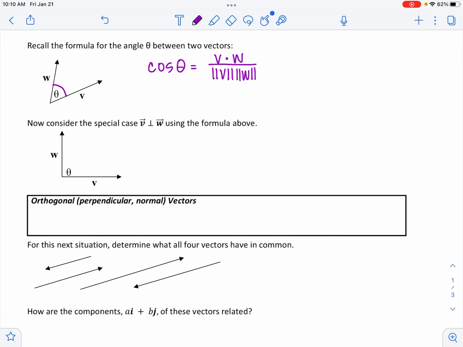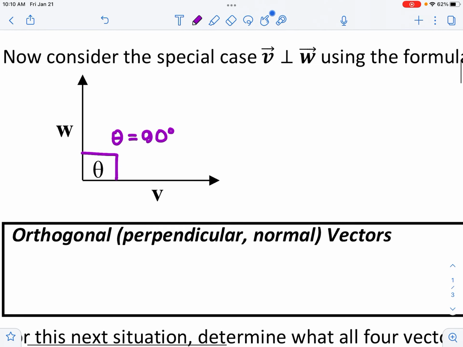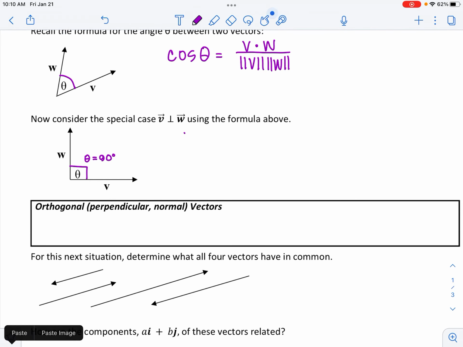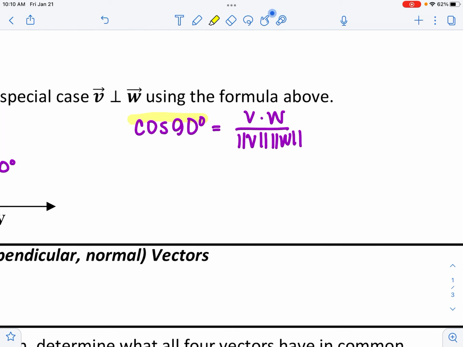Now consider the special case where the two vectors are perpendicular, using that formula above. If these two vectors are perpendicular, we already know theta is 90 degrees. So let's replace theta with 90 degrees. We have cosine of 90 degrees equal to the dot product divided by the two magnitudes multiplied. How is this different? We know the cosine of 90 degrees.